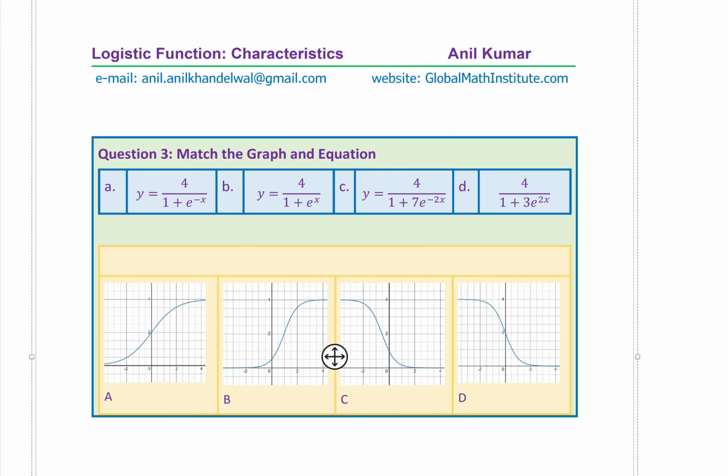Now the last question here is to match the equations with the graph. A, y equals 4 over 1 plus e to the power minus x. B is y equals 4 over 1 plus e to the power of x, and C is y equals 4 over 1 plus 7 e to the power minus 2x. D is 4 divided by 1 plus 3 e to the power of 2x. So you can now match these graphs.